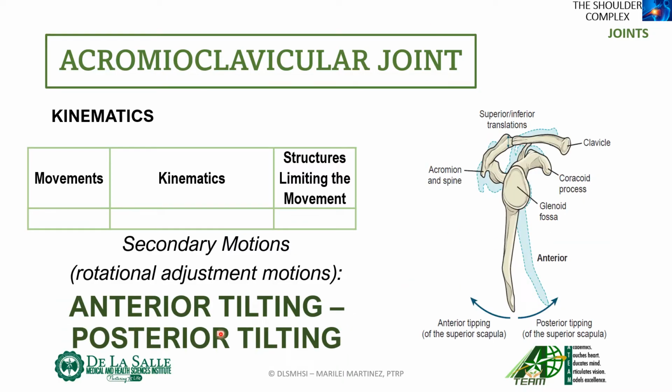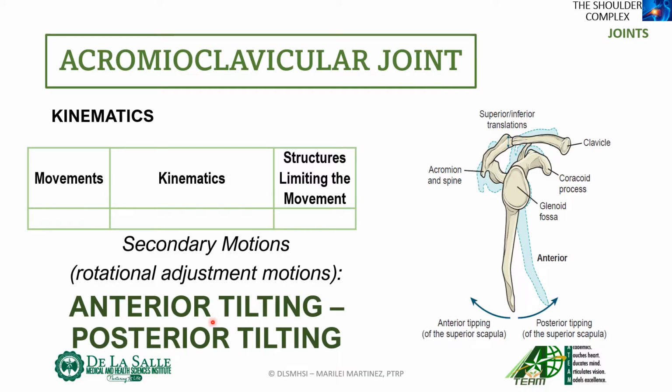Before we proceed with this one, I forgot to mention, internal rotation of the scapula occurs during scapulothoracic protraction, and external rotation of the scapula at the acromioclavicular joint occurs during retraction of the scapulothoracic joint. Okay, that is for the previous slide. Sorry, I forgot to mention. Now let's proceed with the anterior tilting and posterior tilting of the scapula in the acromioclavicular joint.